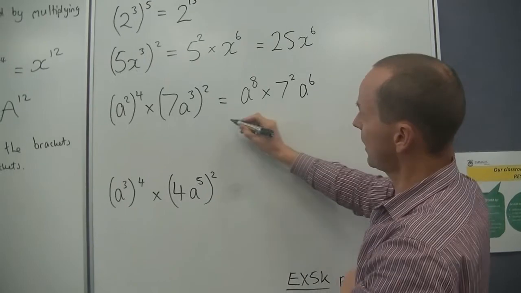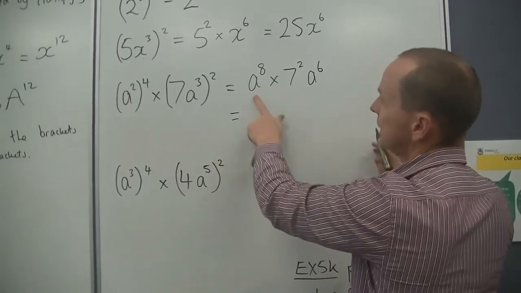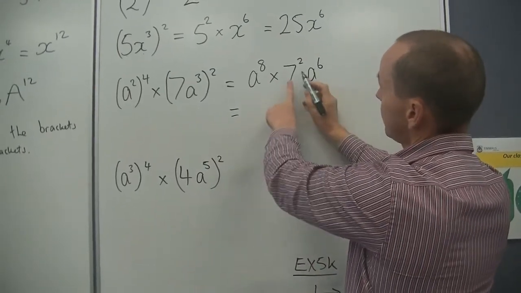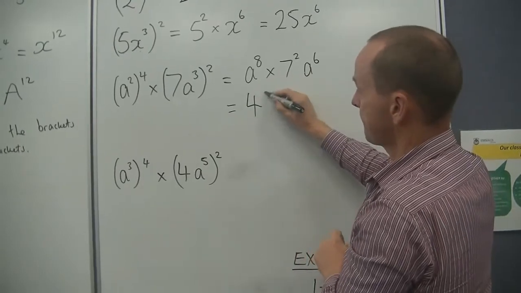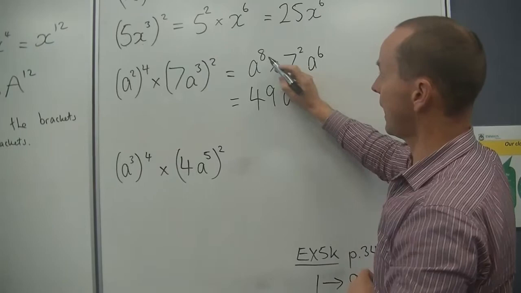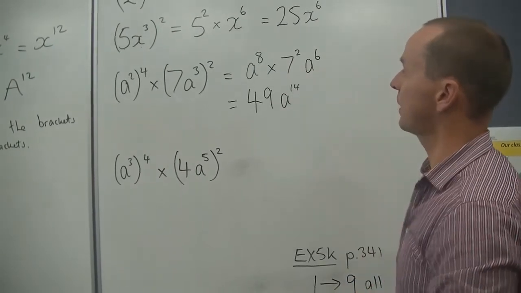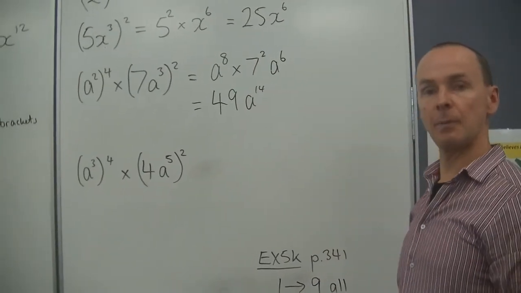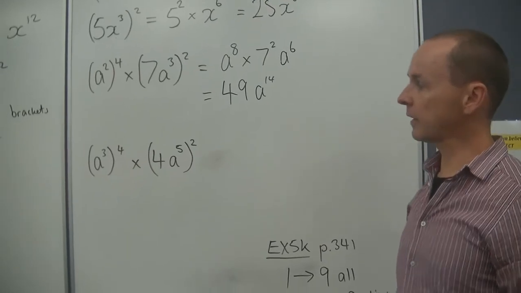Now we have to simplify. I generally like going down the page, so I'll just do it here. So we've got 7 squared is 49, and a to the power of 8 times a to the power of 6. Remember, you add the powers together, and you get a to the power of 14. And we're done. Let's do the last one.